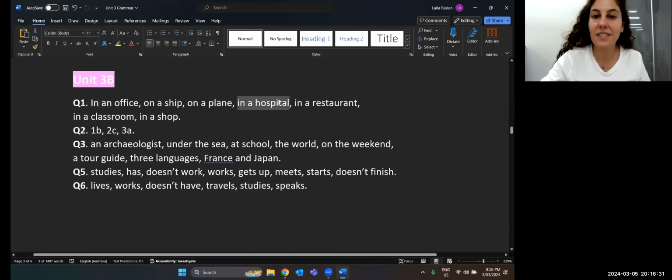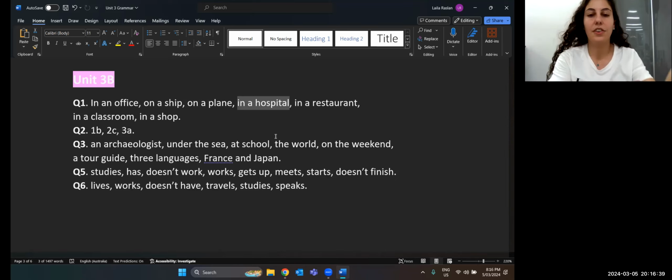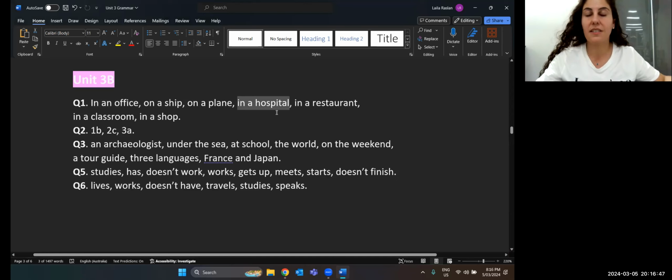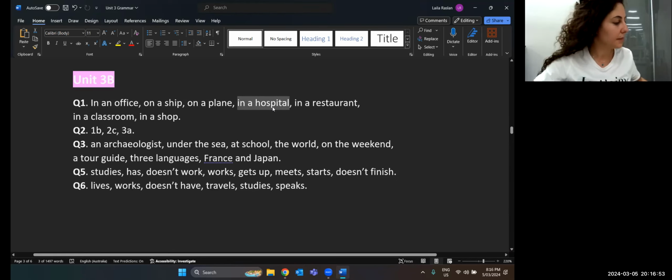Who would work in a hospital? A doctor, a nurse, and the people that take your blood, there's lots of, a gynecologist, someone that does health for women. So many kinds of jobs work in a hospital.